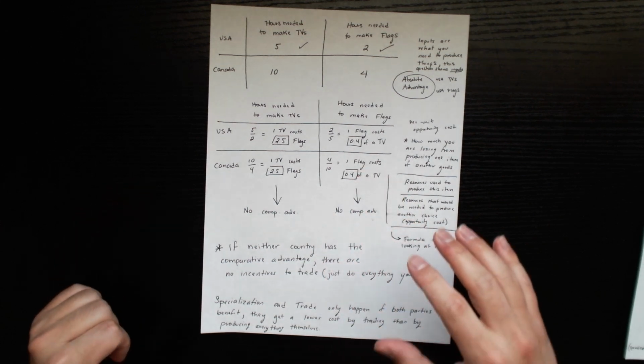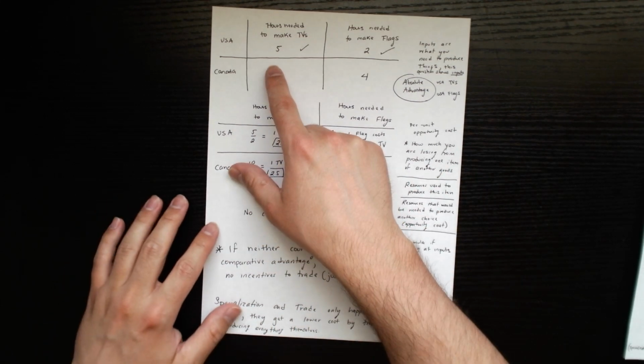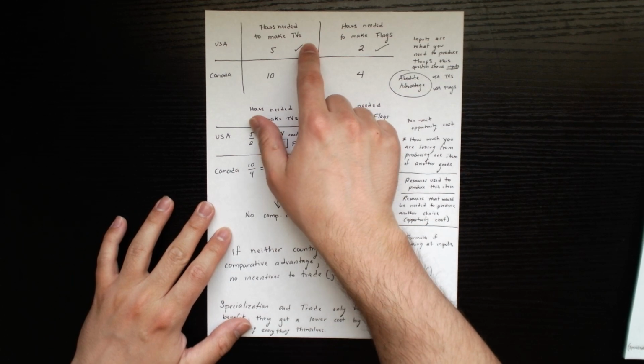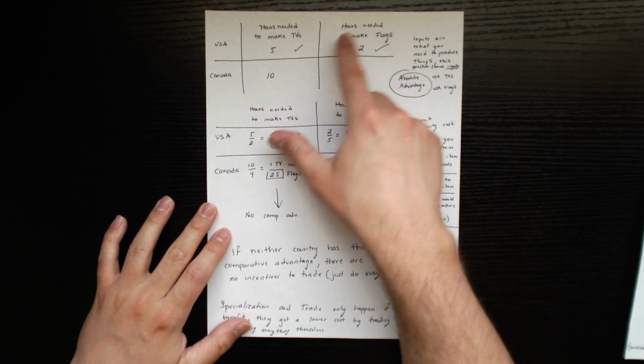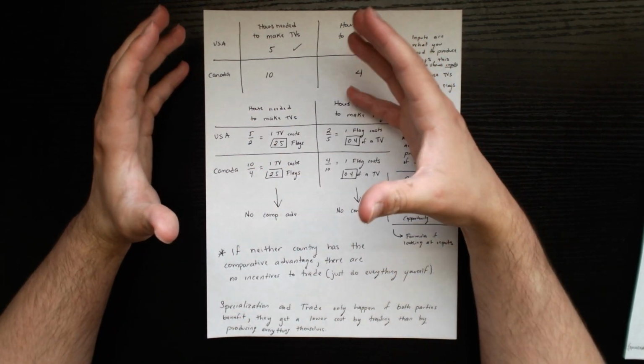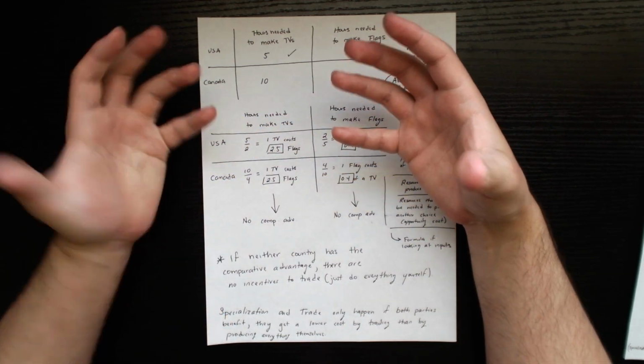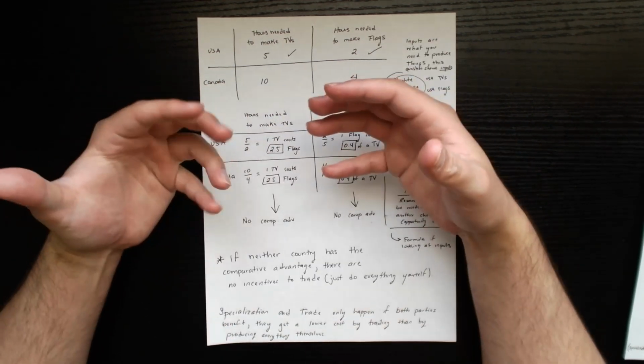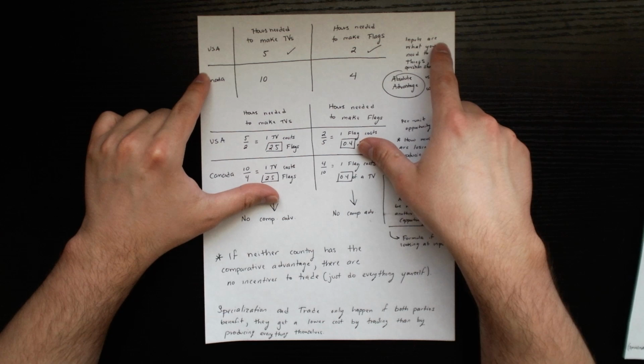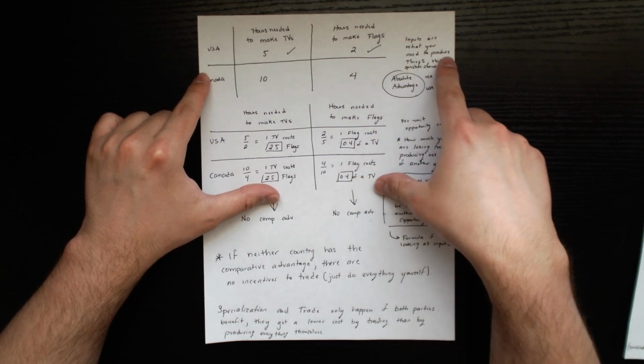Okay, here we're looking at a different problem. Here we have the hours needed to make TVs and the hours needed to make flags. So now you're not looking at how much they're producing, you're looking at the resources needed to produce these items. And these are called inputs. Inputs are what you need to produce things.